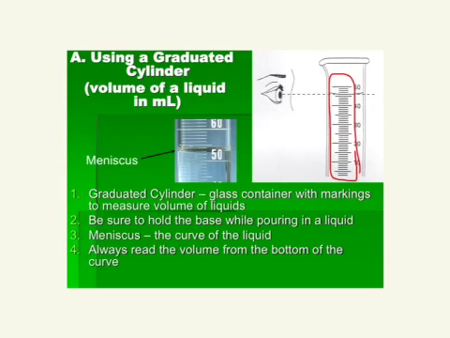It's graduated. These things right here are called the graduated part of it. It's lines for measurement so that you know that each one of those lines on this scale right here is going to be equal to 1 milliliter. And as it says up here, the volume of a liquid is measured in milliliters. Okay.